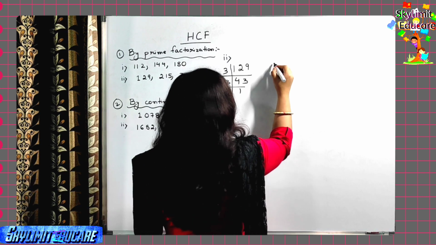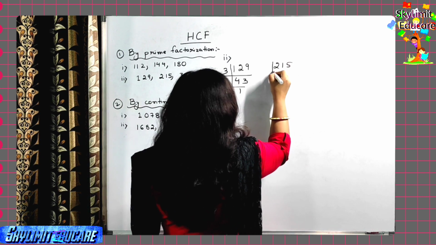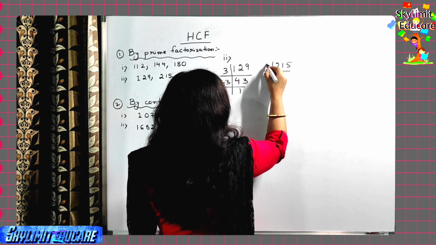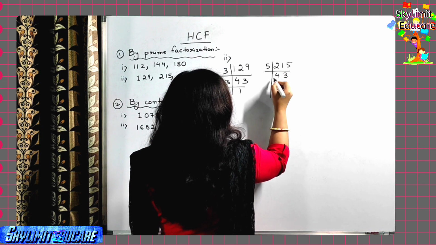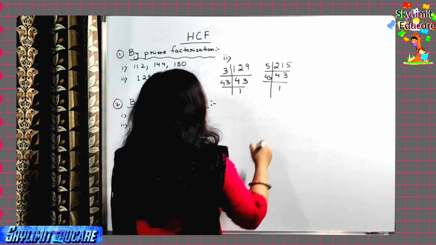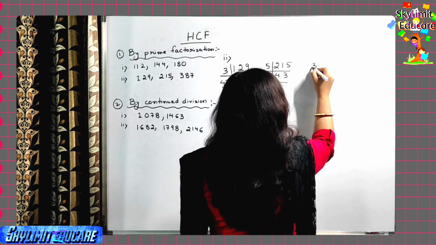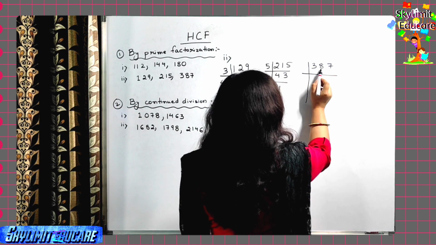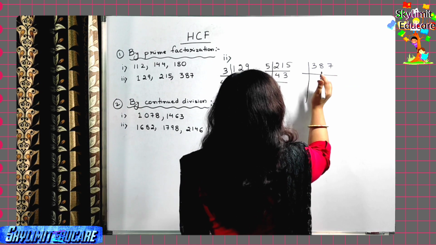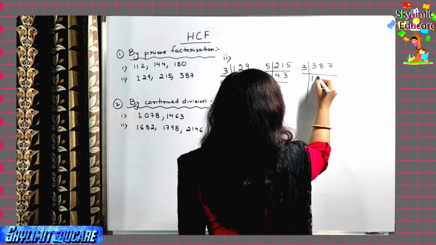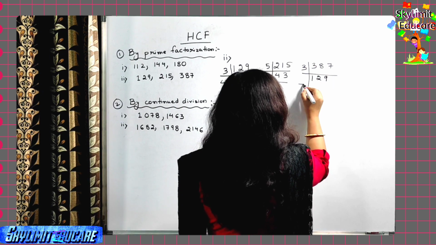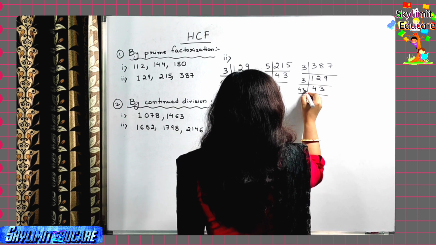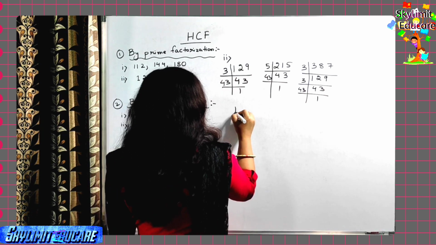Okay? Let's come to 215. Is this divisible by 3? No, not divisible by 3. Okay, it's divisible by 5. 5 4's are 20, 5 3's are 15. 43 1's are 43. Let's come to 387. This is divisible by 3. Add the digits. 3 plus 8, 11 plus 7, 18. 3 6's are 18, we know. So 3 1's are 3, 3 2's are 6, 3 9's are 27. Again 3 4's are 12, 3 3's are 9. So 43 1's.